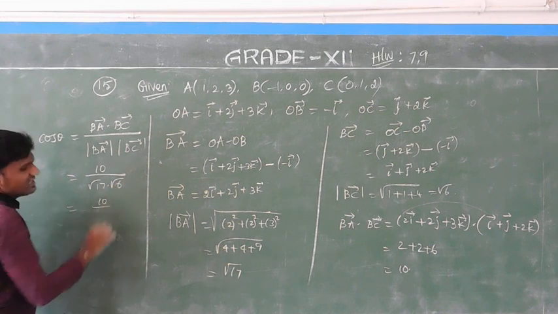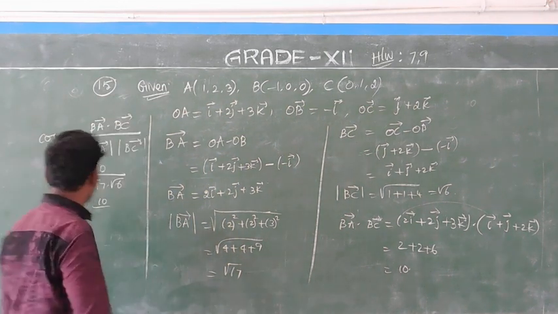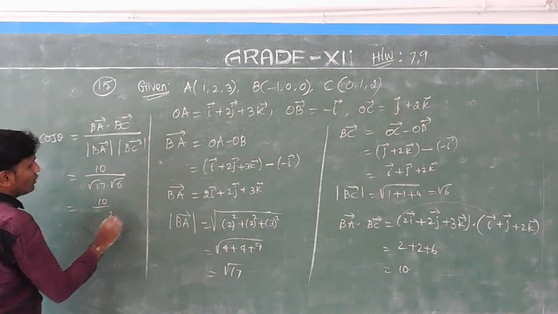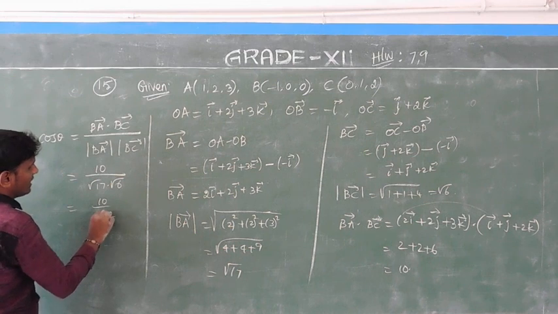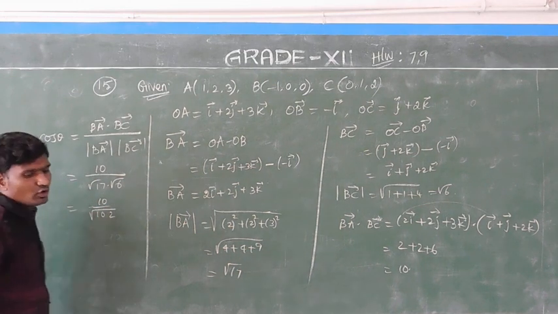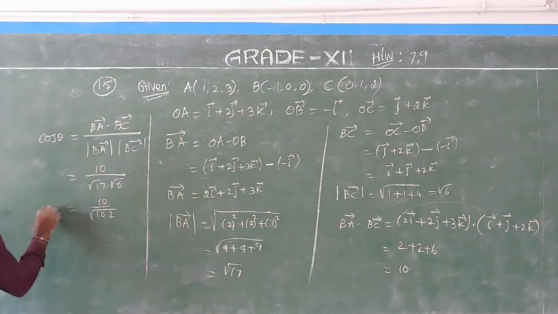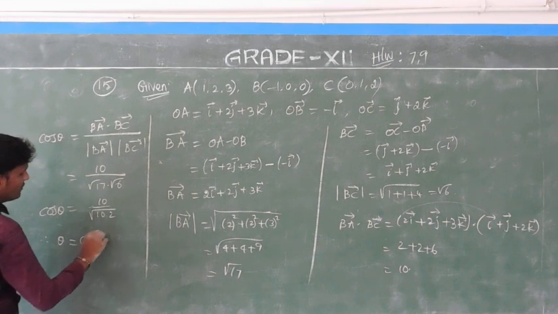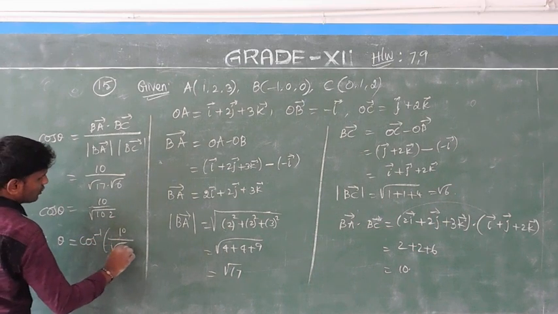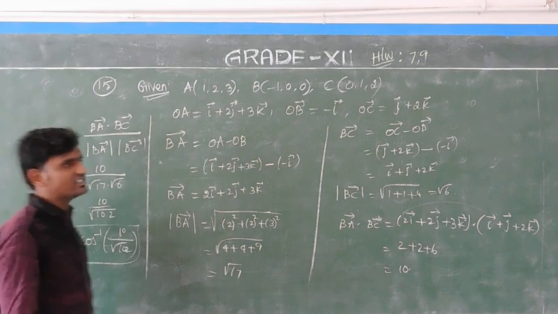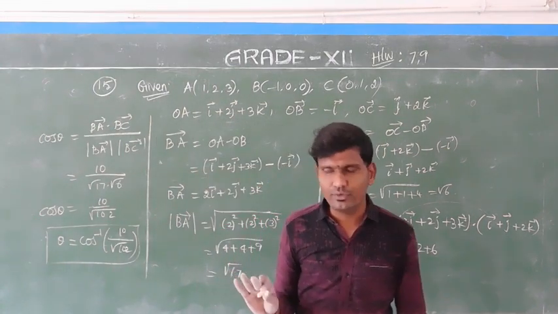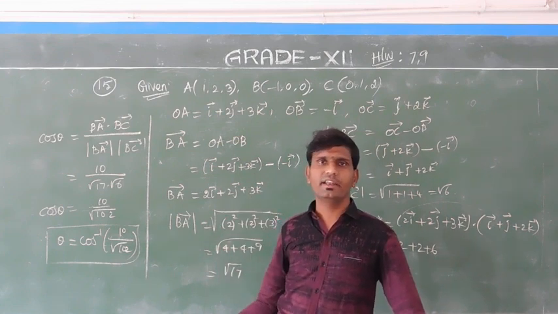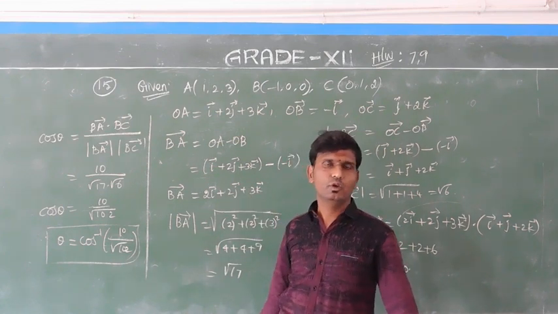Now 10 by root 17 into root 6 you have to multiply. Both are square roots only, so no problem. 17 times 6 is 102. So this is the value of cos theta. Otherwise, if I need only theta, it means theta is cos inverse of 10 by square root of 102. This is a big irrational number, so we can't find the exact theta like 60 degree or 30 degree here. So take it the same way. Have you got it?